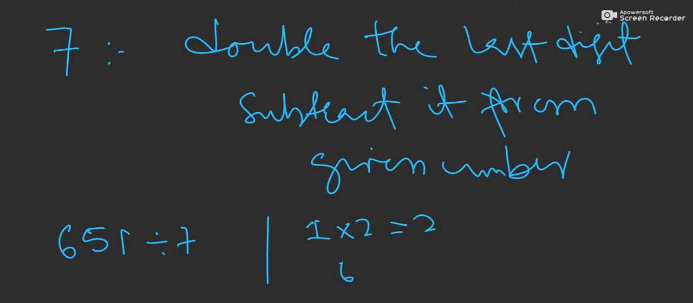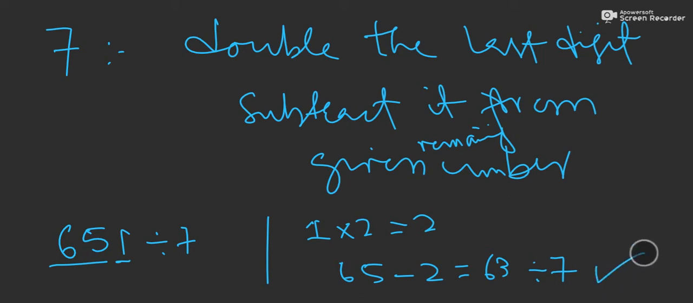Now the remaining digits are 65. Now 65 minus 2, the answer is 63. Now tell me, is 63 divisible by 7? Yes, this can be divided by 7. So 651 also can be divided by 7. This is the rule for 7.